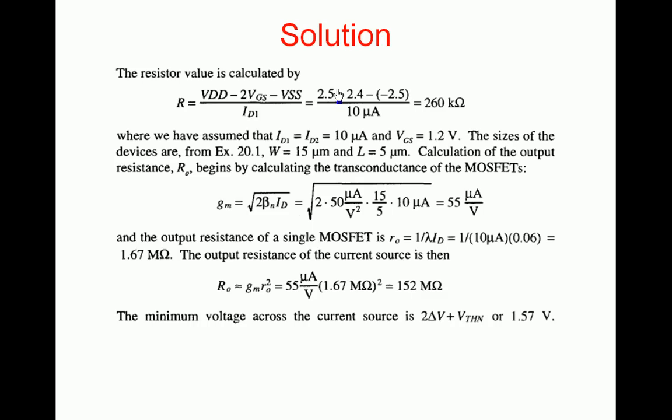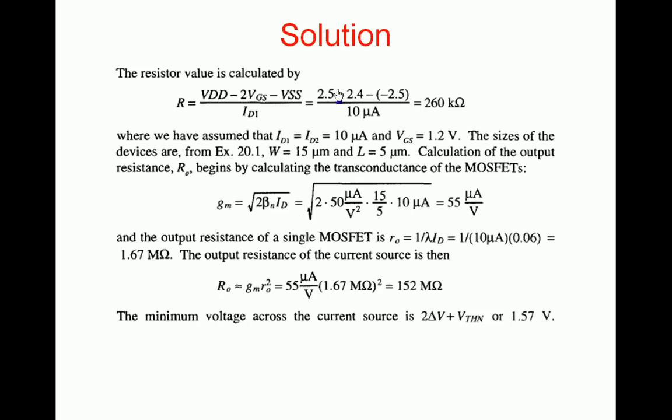Now calculate R0. R0 is nothing but gm into r0 square. So first calculate the gm value, next we will go for the r0. gm is root of 2 beta ID. So beta value is 50 kV. Beta is nothing but K into W by L. K is nothing but process transconductance. For NMOS it is 50 microampere per volt square. For PMOS it is 17 microampere per volt square, into W by L. W is 15, L is 5. Next, ID is nothing but 10 microamperes. If you substitute all those things, gm will be 55 microampere per volt. And the output resistance of a single MOSFET is 1 by lambda ID. So that is 1.67 mega ohms.